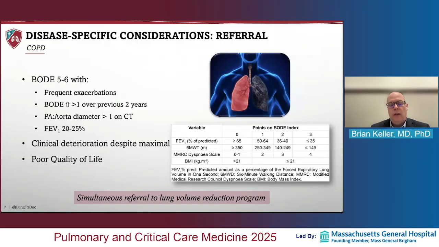The next most common indication for lung transplantation is COPD. In patients with COPD, we use the BODE score as a marker of disease severity, and I've shown you here on the right side the breakdown of the BODE score, which is a combination of the FEV1, 6-minute walk distance, dyspnea scale, and their body mass index. And they get points for each of these categories.